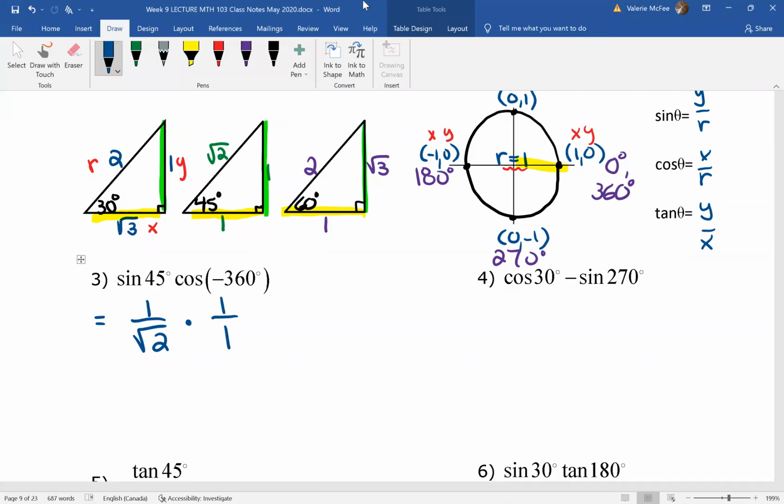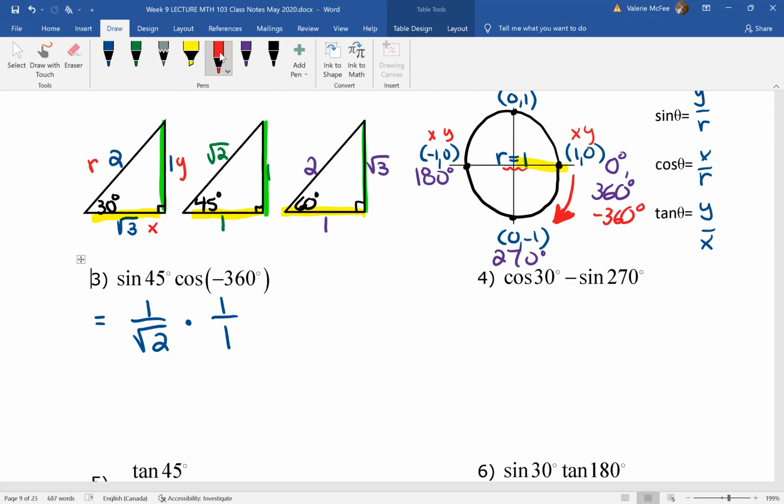All right, sine of 45 degrees, you use the 45-degree triangle. Y is 1, r is root 2. The cosine of negative 360 degrees, that simply meant that we were going in a clockwise direction on our unit circle until we arrived at negative 360 degrees.